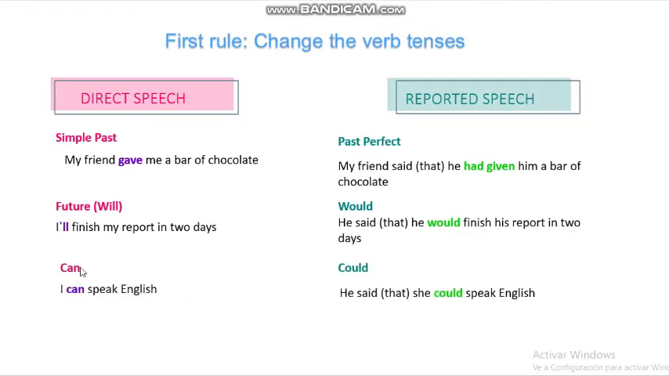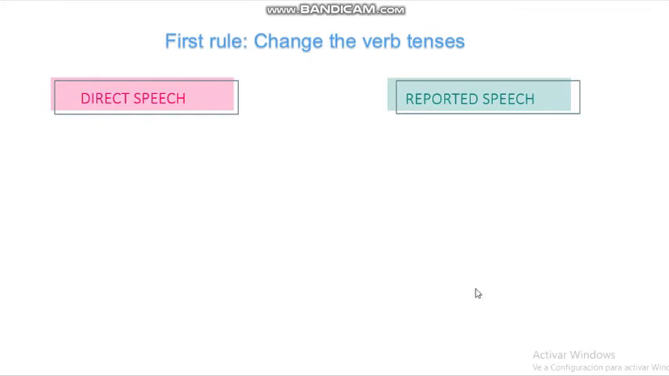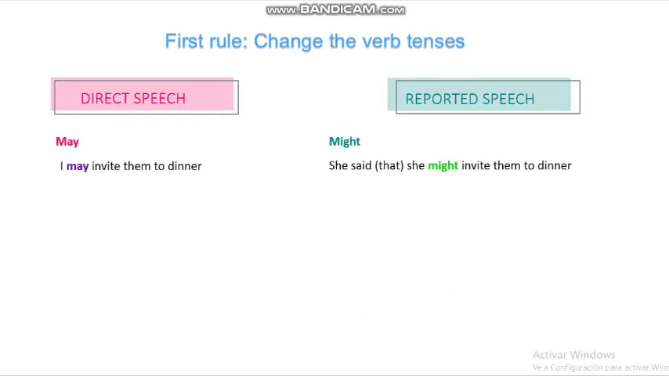Can. Can is a modal. Okay, it becomes could. So we change. I can speak English. He said that she could speak English. We have another modal, which is may. I may invite them to dinner. It becomes might. She said that she might invite them to dinner.